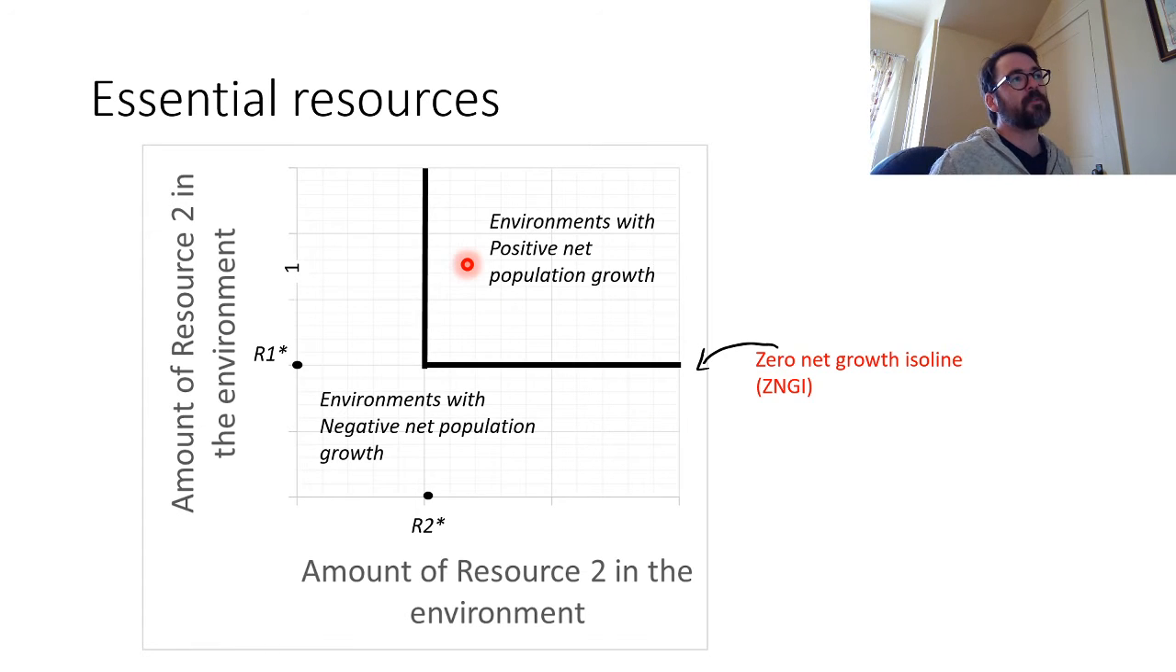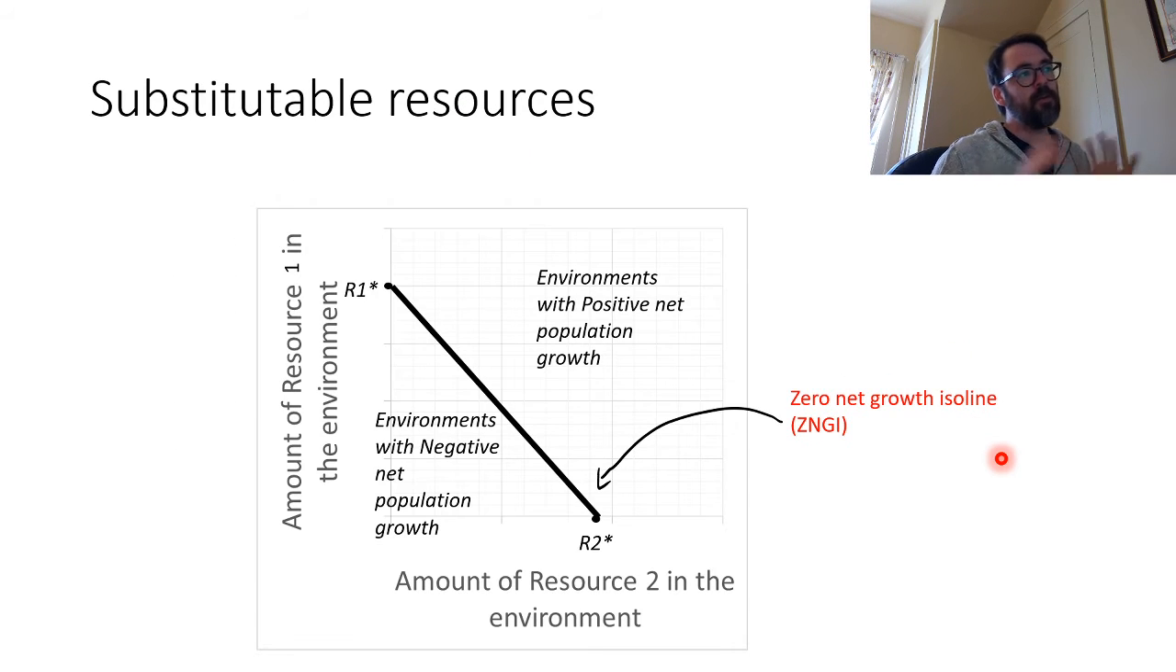And so essential resources create these square-shaped zero net growth isoclines, because you can't substitute one for the other, right? Substitutable resources create these sort of diagonal lines, right?